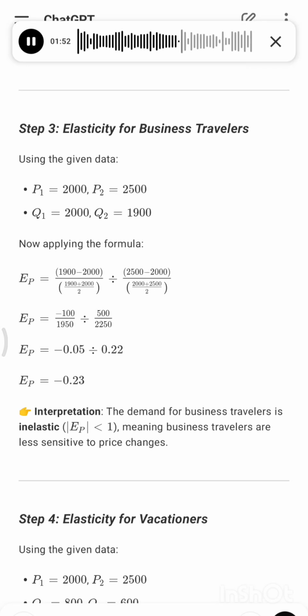The demand for business travelers is inelastic, EP less than 1, meaning business travelers are less sensitive to price changes.